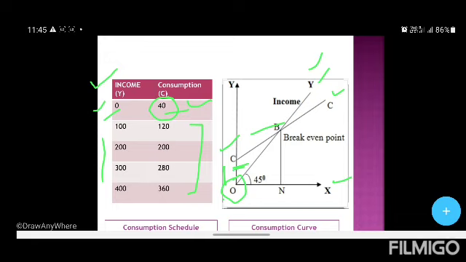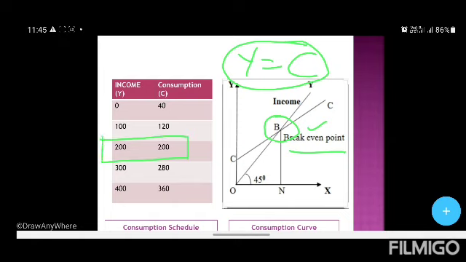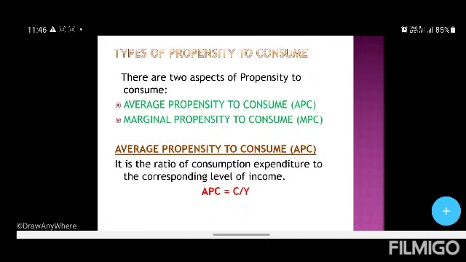And the point where the consumption and income curves intersect is called the break-even point. It means when income is equal to consumption, that point is called the break-even point. Here we have this point when income is equal to consumption. This is called the break-even point. Students often confuse it with the equilibrium point. So this is not the equilibrium point, but it is called the break-even point. Always remember it.